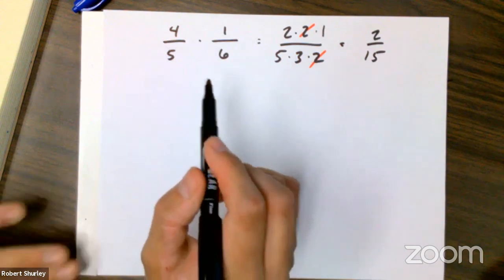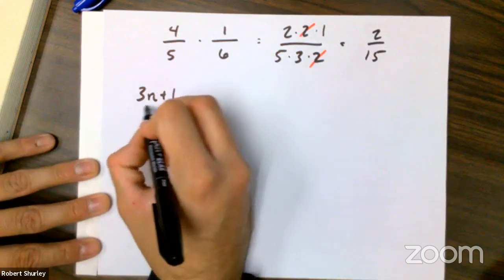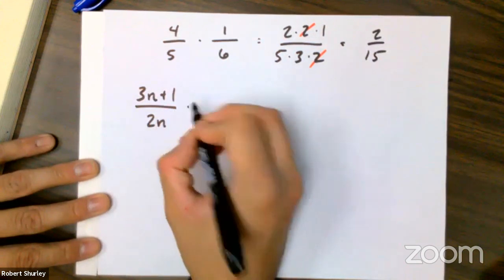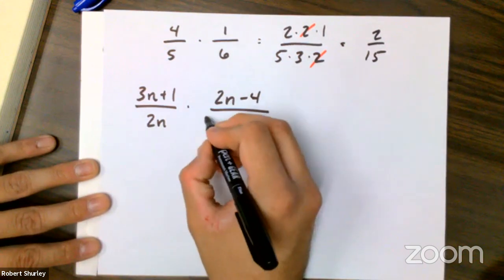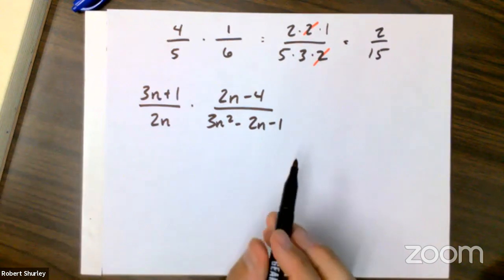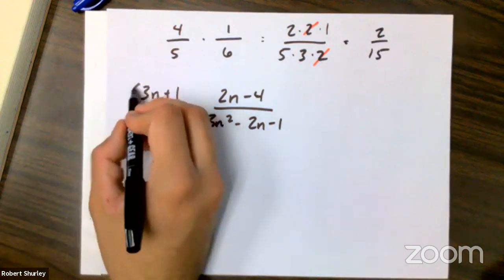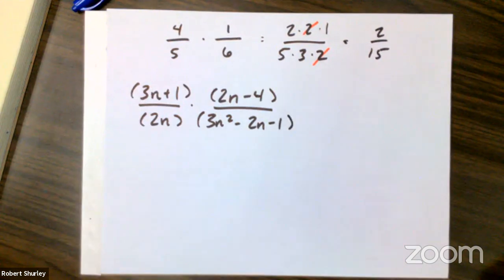So if we looked at, let's say, 3n plus 1 over 2n times 2n minus 4 over 3n squared minus 2n minus 1. Okay, the very first thing I'm going to do is put parentheses around anything that's in a numerator and denominator. It cleans it up and makes it easier all around. And if you don't put those parentheses, you're going to wind up multiplying something that shouldn't be multiplied.